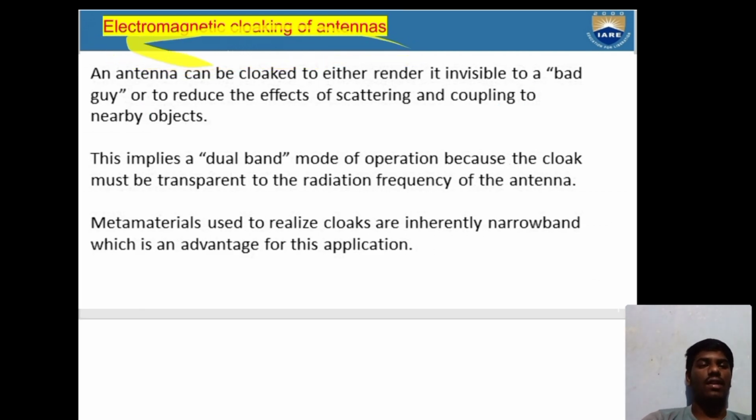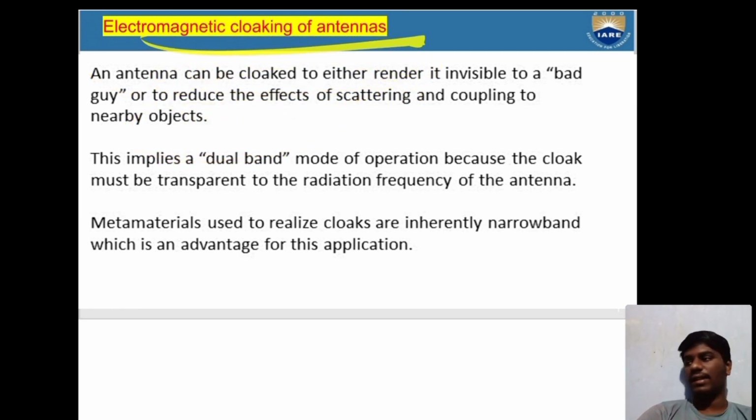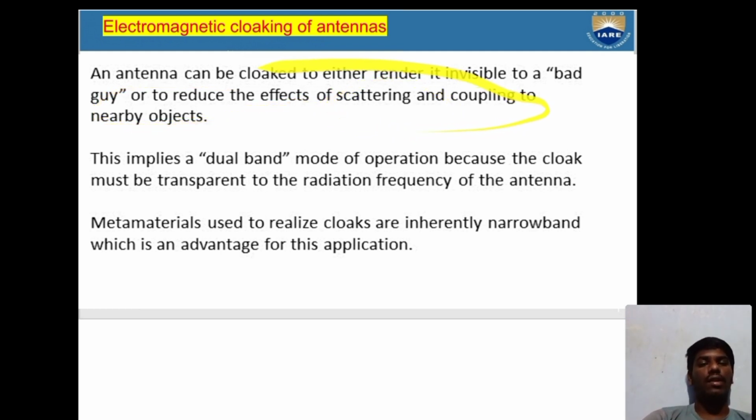Electromagnetic cloaking of antennas. What is electromagnetic cloaking of antennas? An antenna can be cloaked to either render it invisible to a bad guy, or to reduce the effects of scattering and coupling to nearby objects.